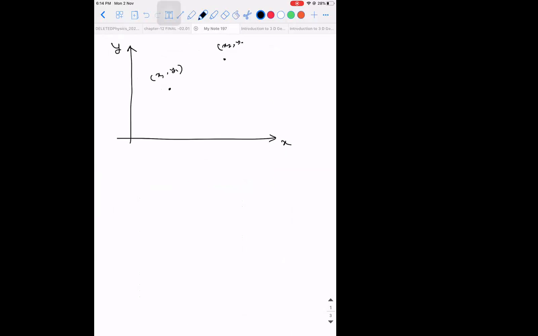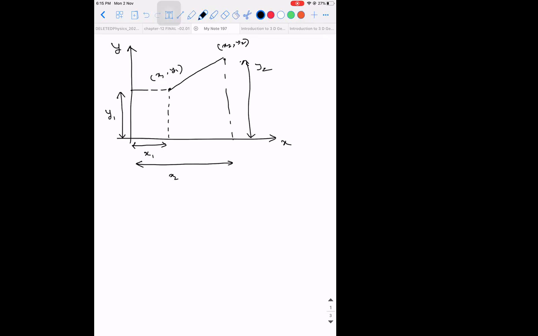Can someone tell me? If I take one point as x1, y1 and the other point as x2, y2, and from the point I drop a perpendicular, what is the distance from the origin to this point? x1. And this distance is y1. Again, if I drop a perpendicular, this distance is x2, and this distance is y2. So if I join these two and drop a perpendicular, then this distance is x2 minus x1.